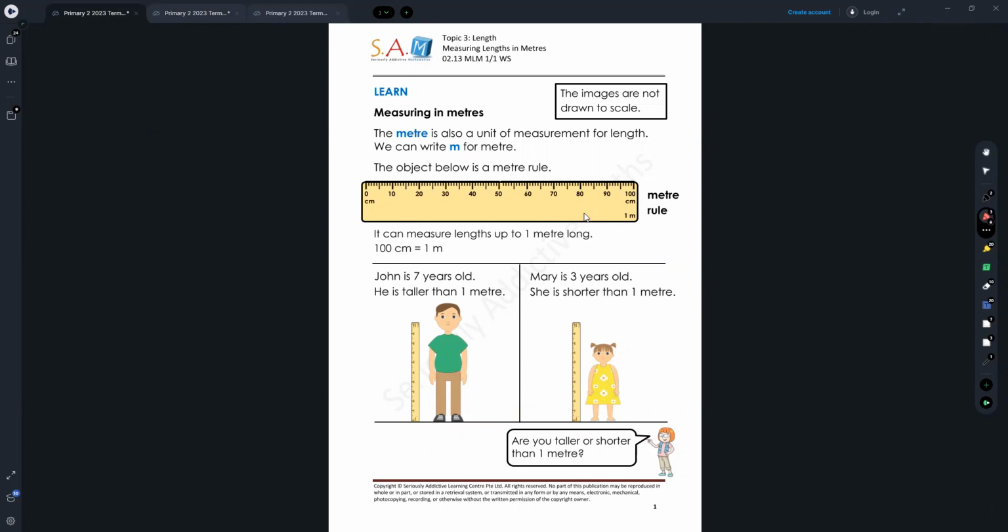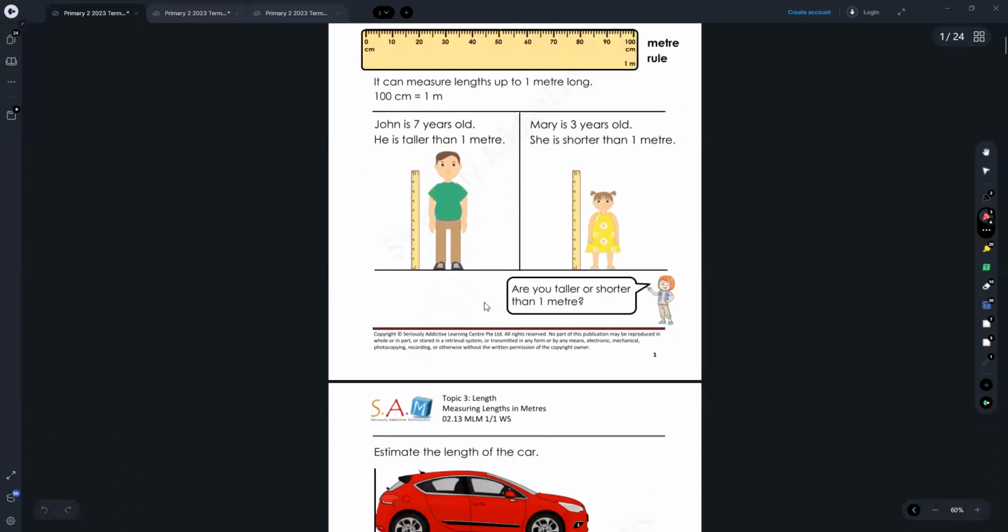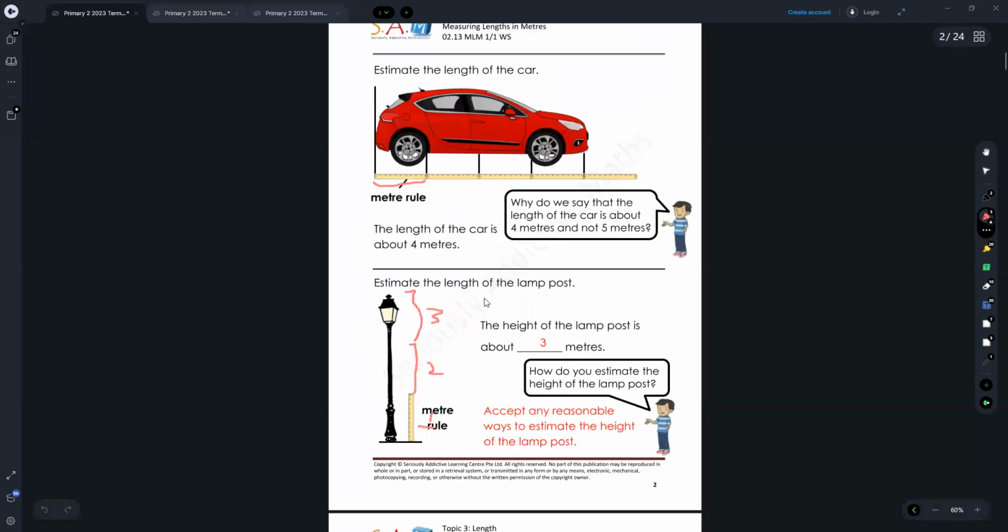Okay, so tell them that sometimes when we use the idea of meter to measure length, we do not say the exact measurement, but we can always say taller than 1 meter or shorter than 1 meter. And in the following exercise, we'll do a lot of that.